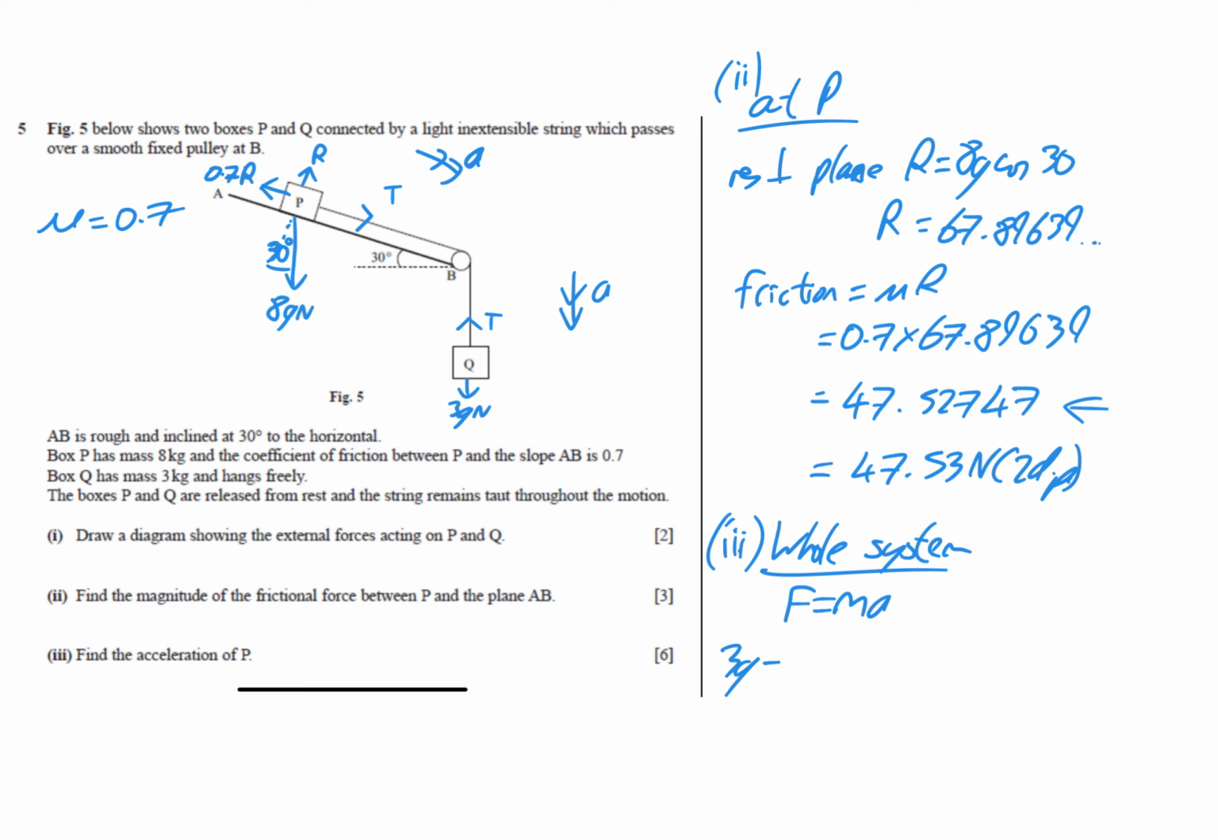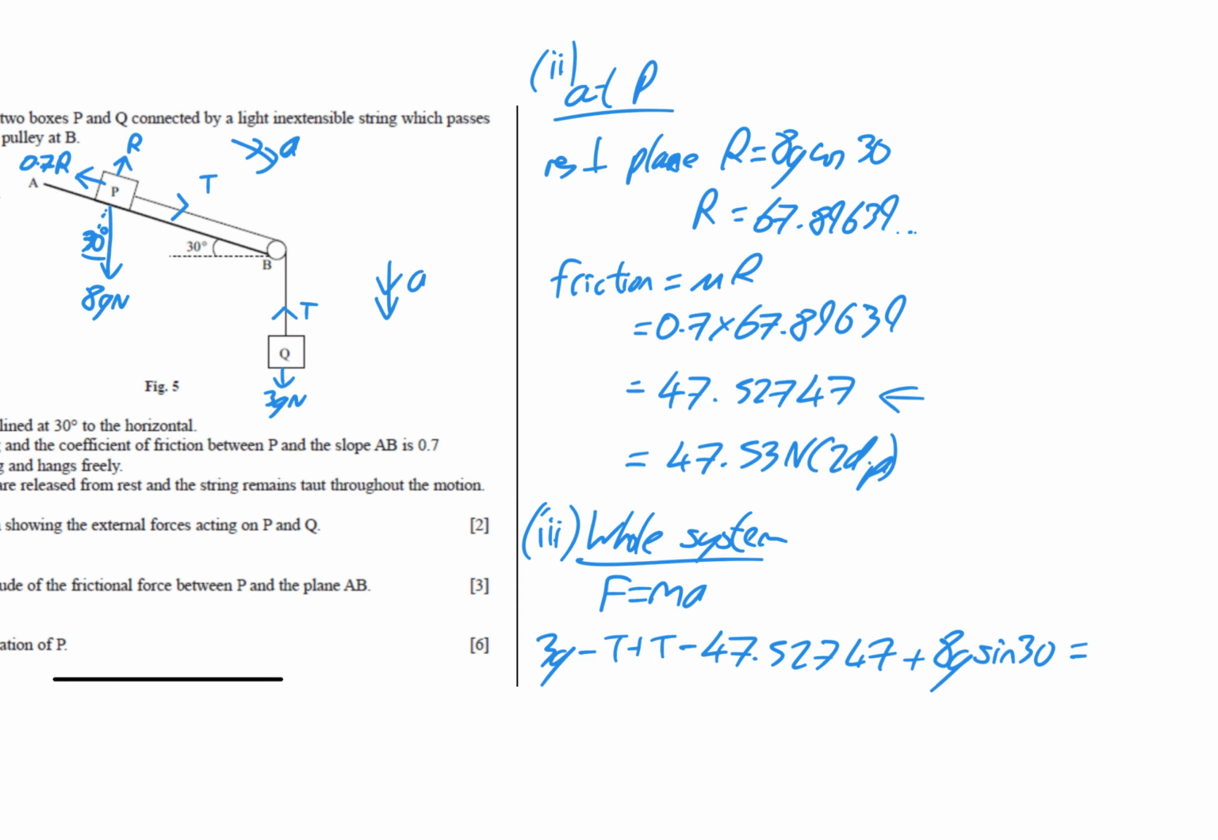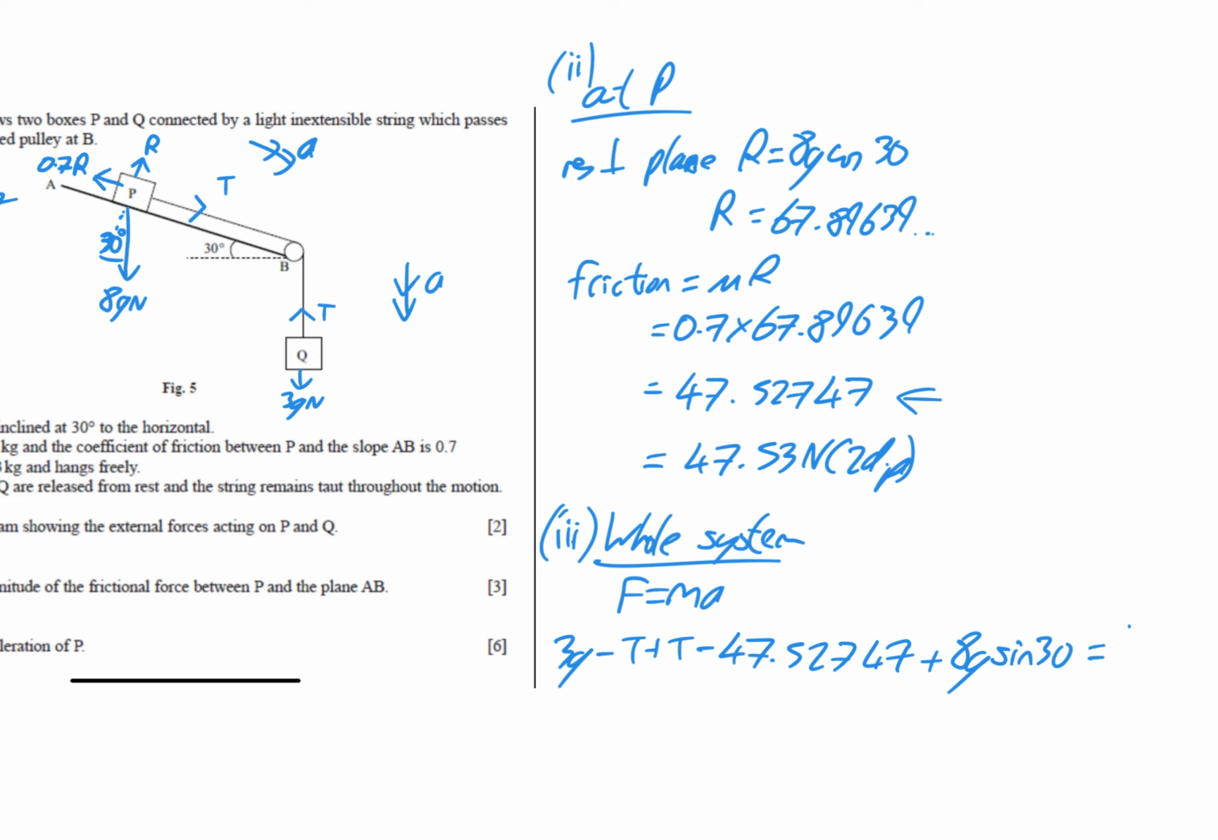So you could write it as 3g minus T plus T, and then minus our 0.7 R, which we've just worked out is 47.52747, and also plus your 8g sine 30, and that equals my total mass, which is 3 plus 8, which is 11 times my acceleration. Now, if I'm quite honest, folks, I don't ever write it that way. I would just leave those T's out from the very word go. The 3g is this force here, which is getting the thing going. Going against that is your frictional force, which is this force up here. And going forward as well is the component of the weight going down the slope. So this is 8g, we don't have the angle, that's why we use sine 30.